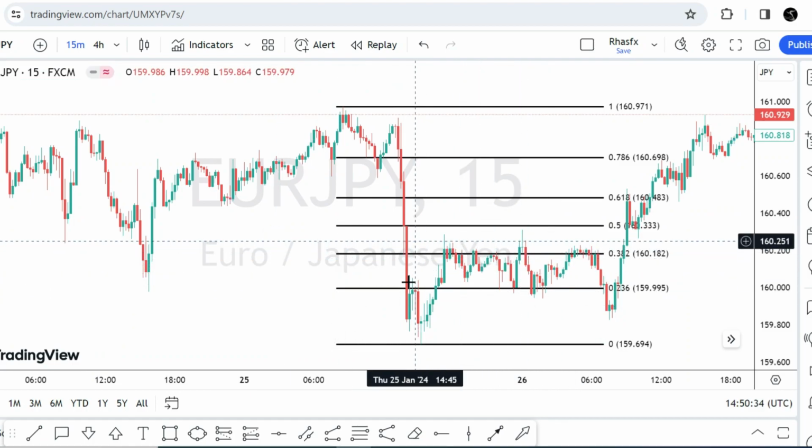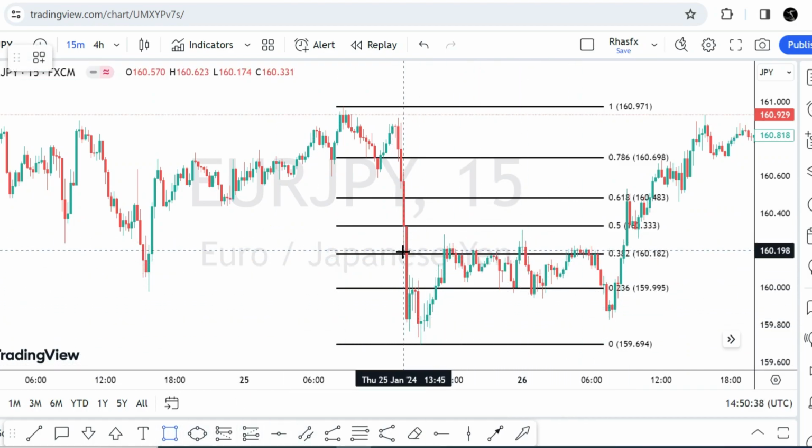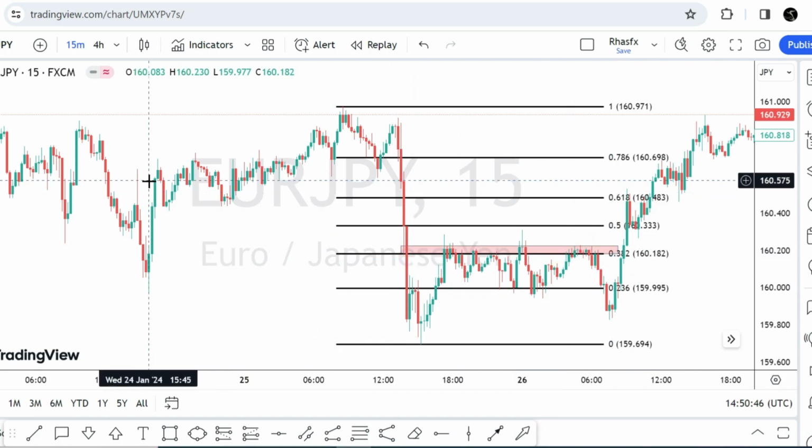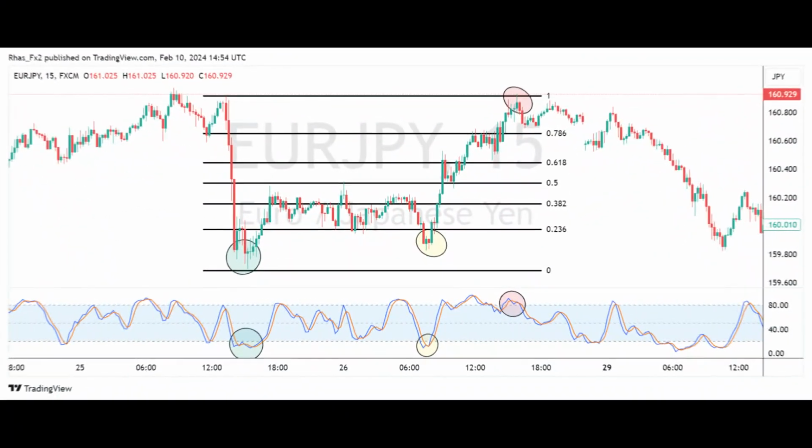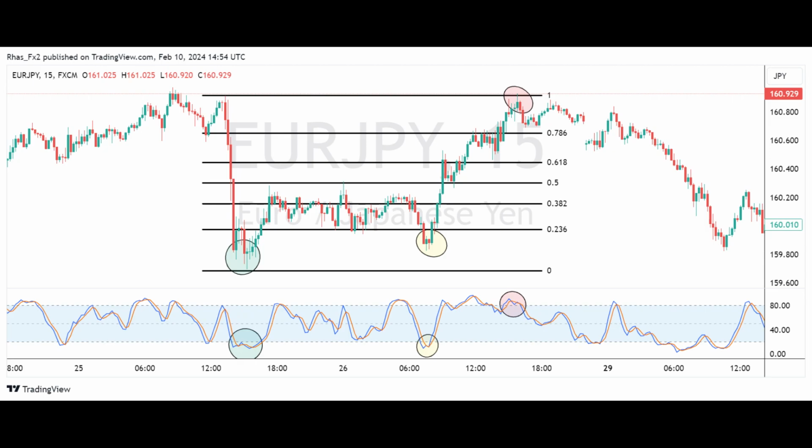These indicators are used in conjunction with technical analysis and other tools to help traders make informed decisions about when to enter or exit trades. It's important for traders to understand the strengths and limitations of each indicator and to use them as part of a comprehensive trading strategy.